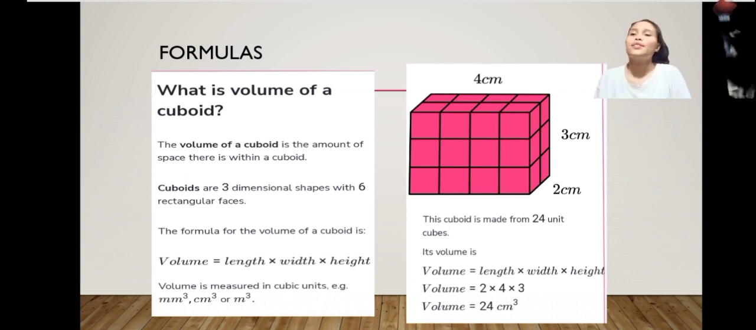I have here an example. This cuboid is made from 24 unit cubes. Its volume is volume equals length times width times height. The length is 2, the width is 4, and the height is 3. So the volume is 24 cubic centimeters.